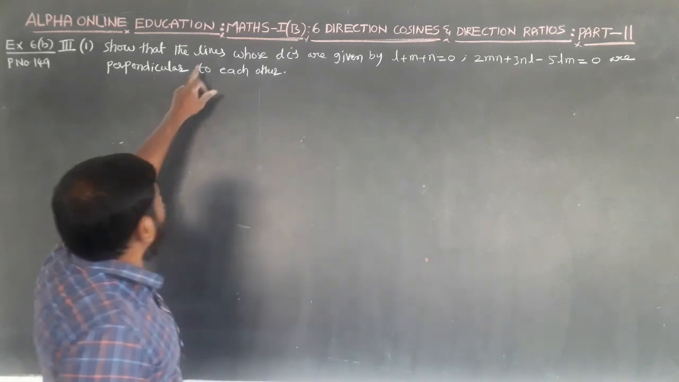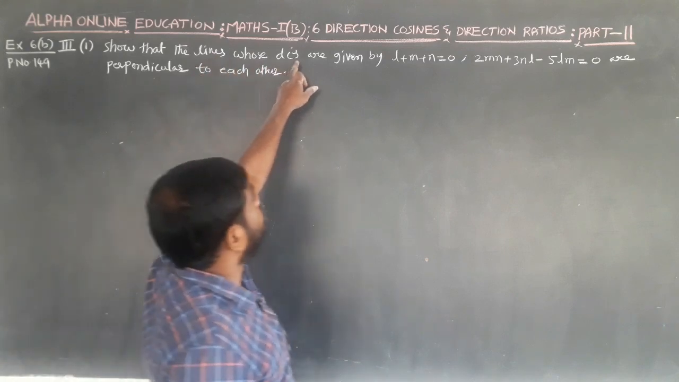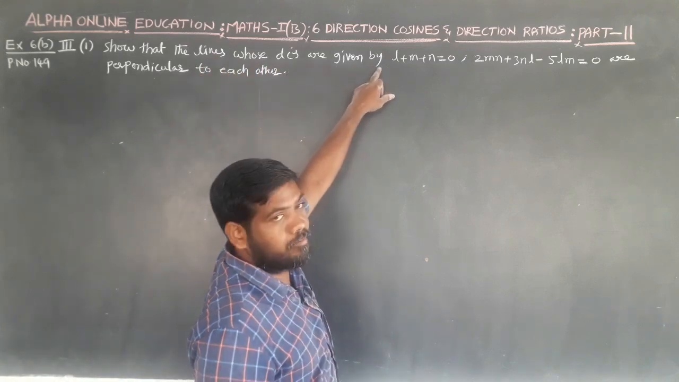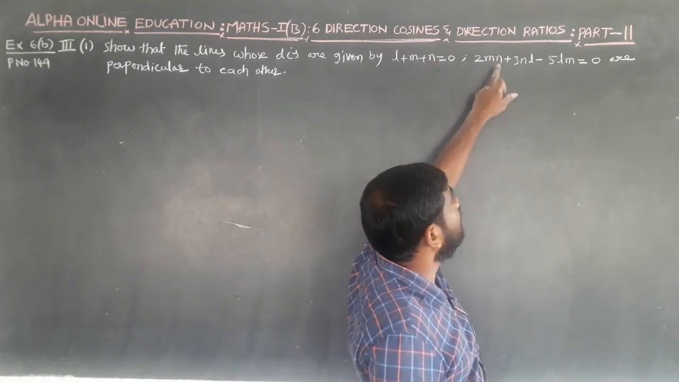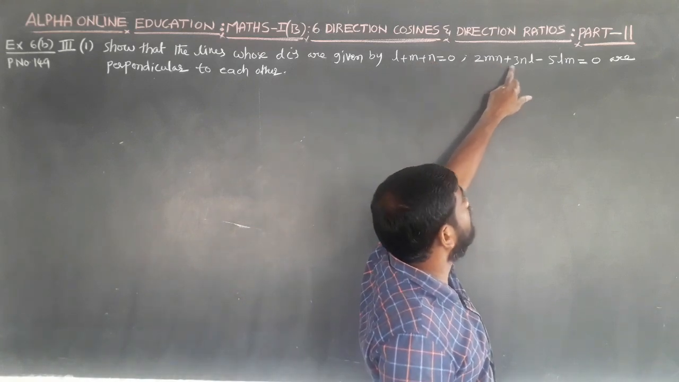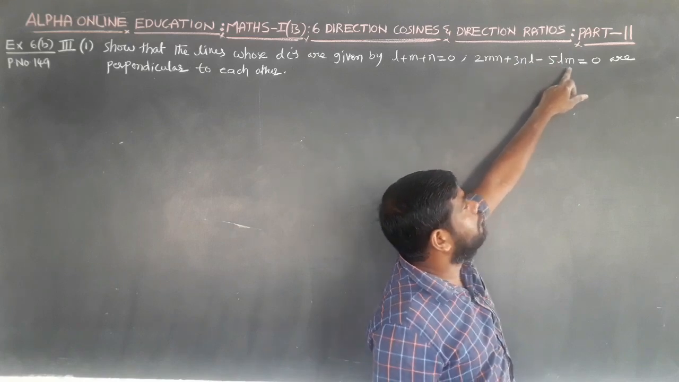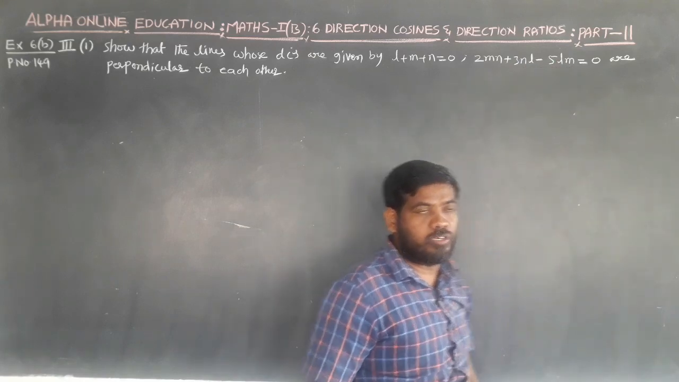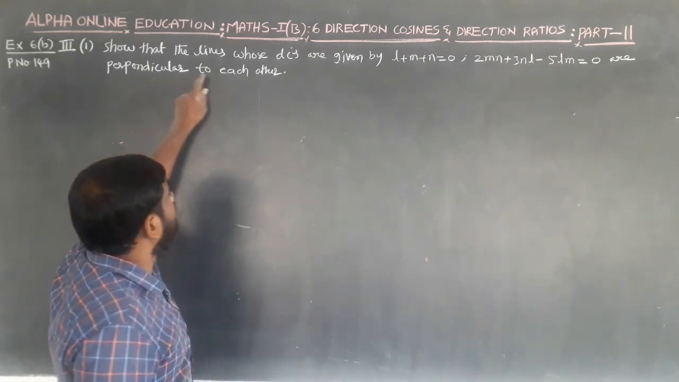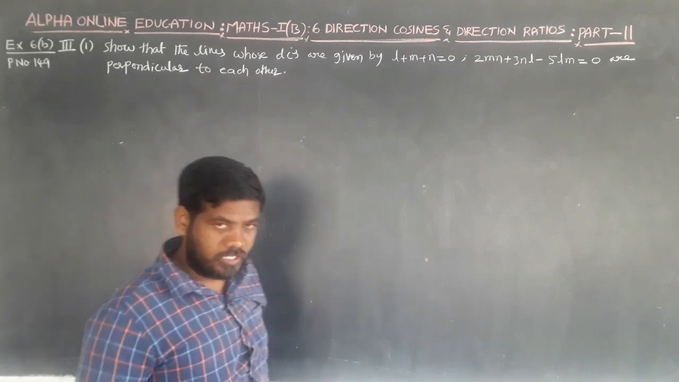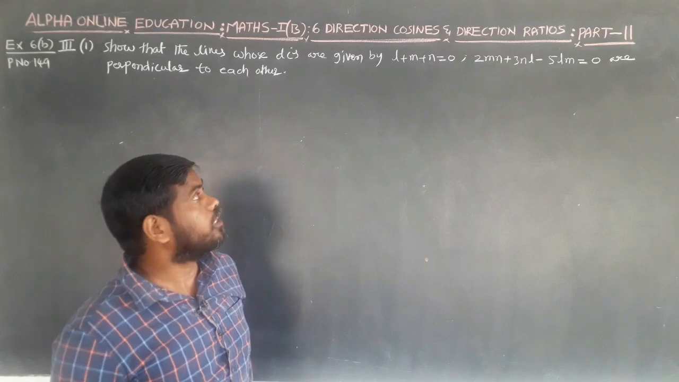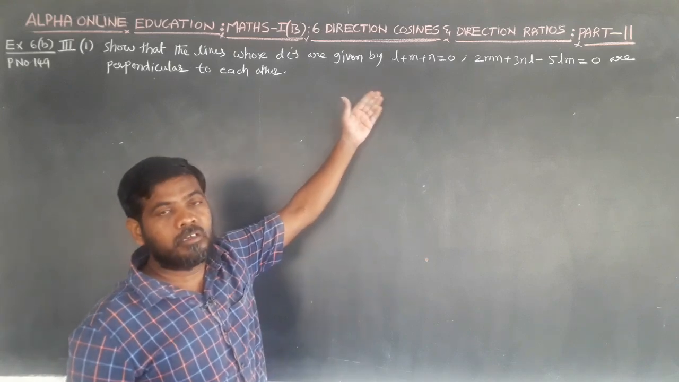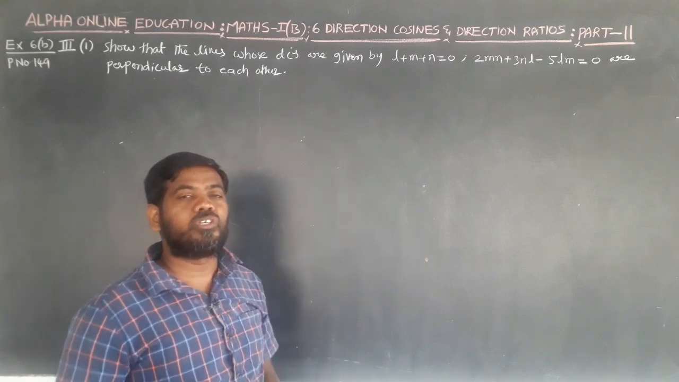Show that the lines whose direction cosines are given by l + m + n = 0, 2mn + 3nl - 5lm = 0 are perpendicular to each other.